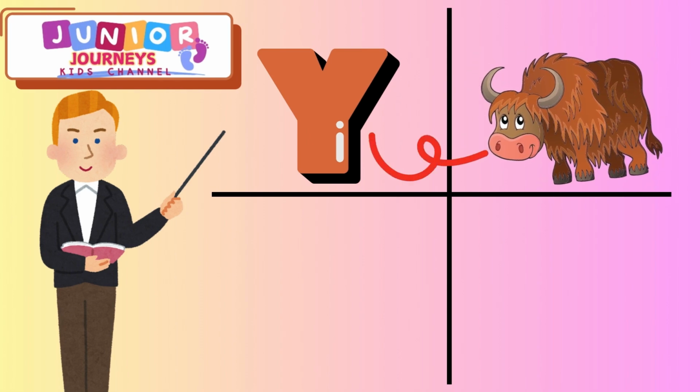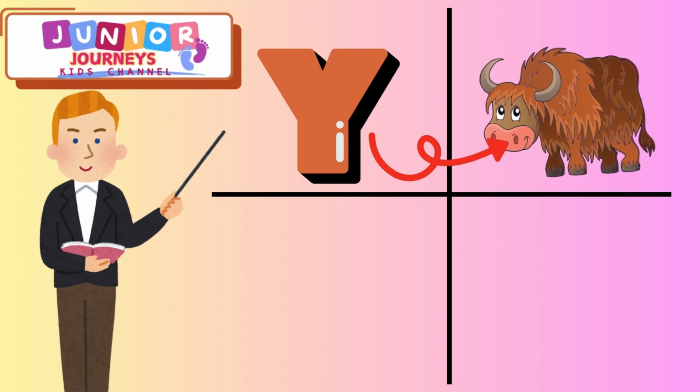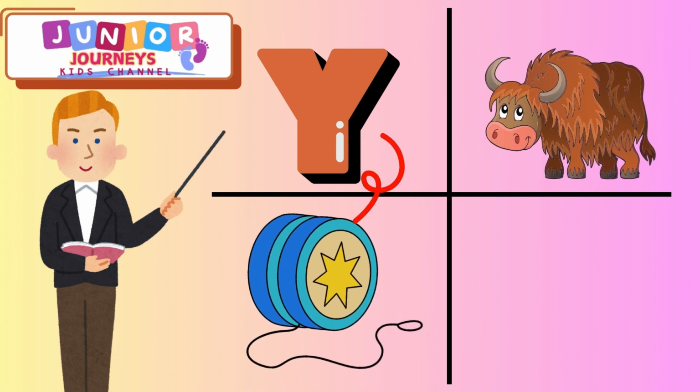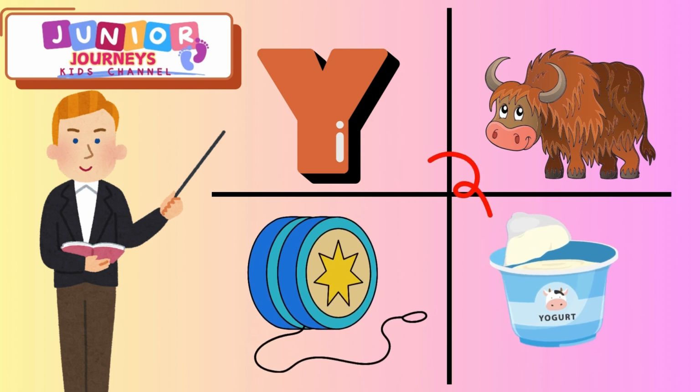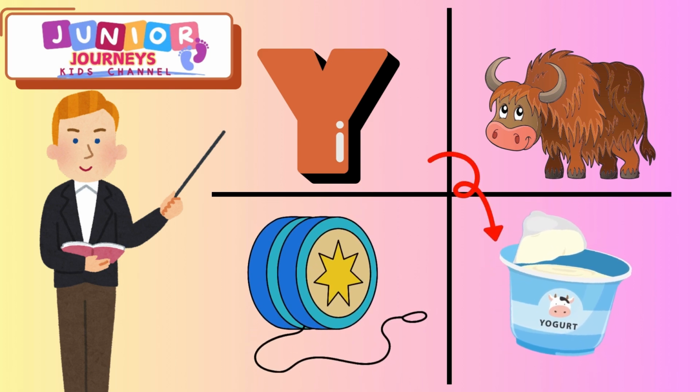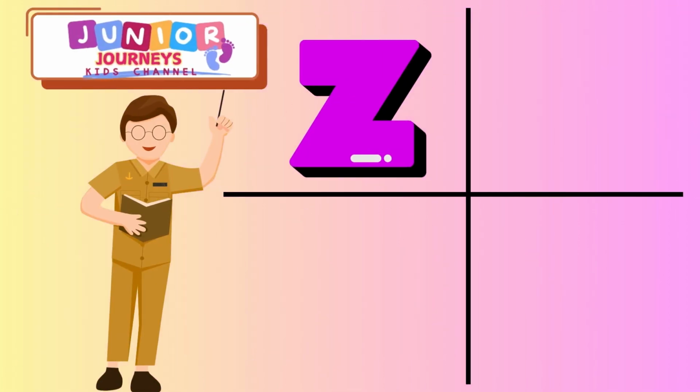Next letter is Y. Y. Y is for yoke. Yoke. Y is for yo-yo. Yo-yo. Y is for yogurt. Yogurt.